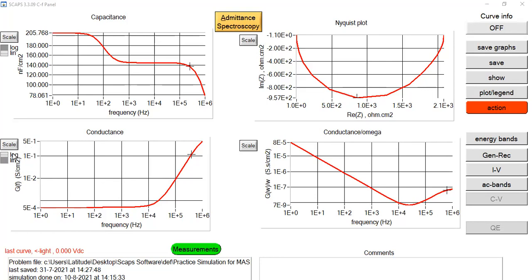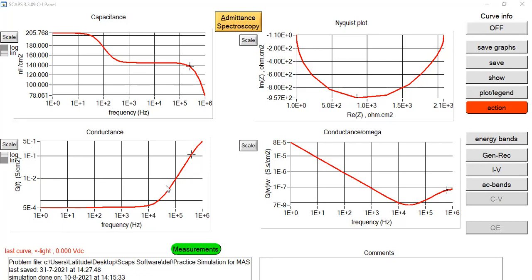G is a function of conductance. So we can see that we have an exponentially increasing curve. It means that when we have lower frequency, we have lower conductance. And when we have higher and higher frequency, in the range of 1 hertz to 1 megahertz, the conductance of the device was increasing exponentially.